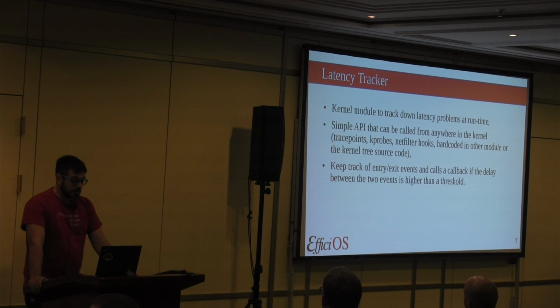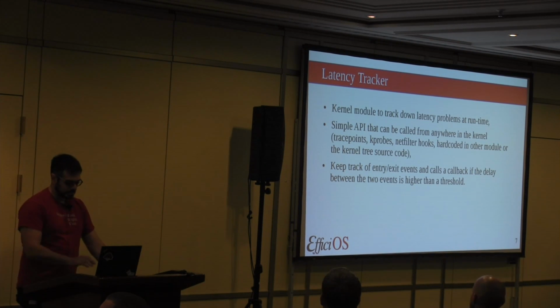Then I'll present Trace Compass and Babeltrace, with which you can dig further into the information. So first, the latency tracker. It's a kernel module that tracks down latency problems at runtime. It's not in the mainline kernel. It's an out-of-tree module, but there's no kernel modification required. It provides a simple API that can be called from a tracepoint, kprobe, or a netfilter hook. It could even be called just as in and out events. I'm going to show this API in the coming slides.